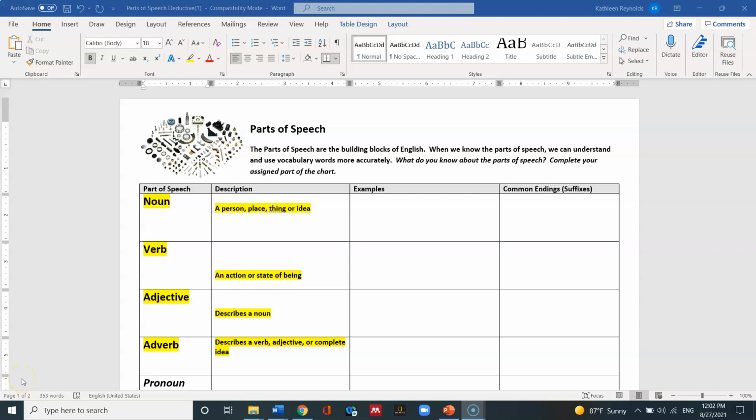This is a continuation of parts of speech practice. The four most important parts of speech that we will study in reading class are noun, which is a person, place, thing, or idea; verb, an action or state of being; adjective, which describes a noun; and adverb, which describes a verb, adjective, or a complete sentence.